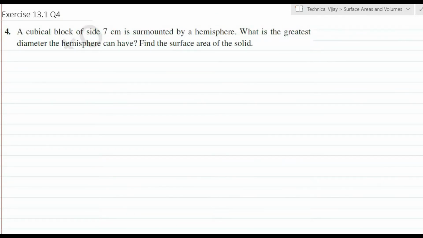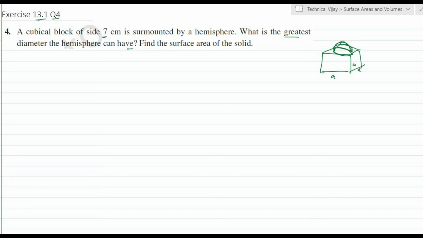So exercise 13.1, question number 4: a cubical block of side 7 centimeter is surmounted by a hemisphere. What is the greatest diameter that the hemisphere can have? Find the surface area of the solid. So here there is a cube, and it is surmounted by a hemisphere.